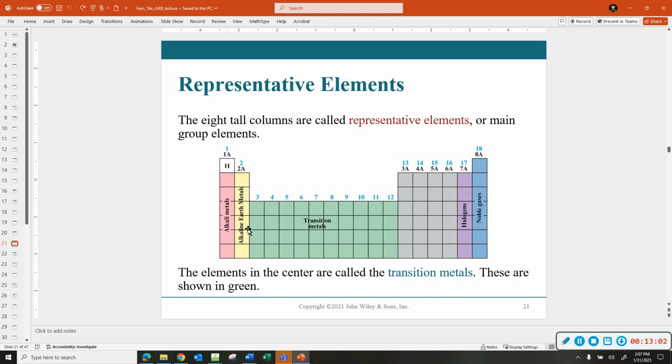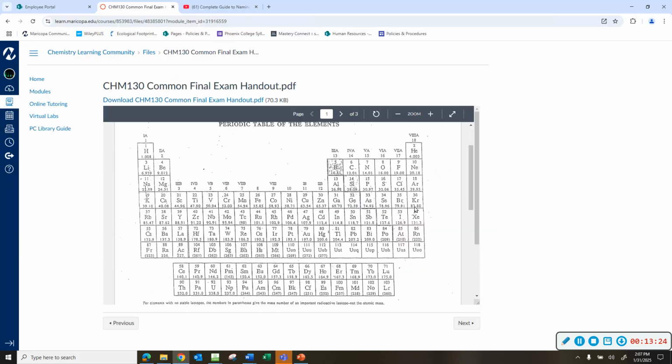Here's an overview of the names that you do need to know. Noble gases, halogens, transition metals, alkaline earth metals, and alkali metals. There is another group. It kind of runs diagonal. It's called metalloids. That's boron, silicon, germanium, arsenic, antimony, tellurium, polonium. Really the big ones are boron, silicon, arsenic, and antimony.